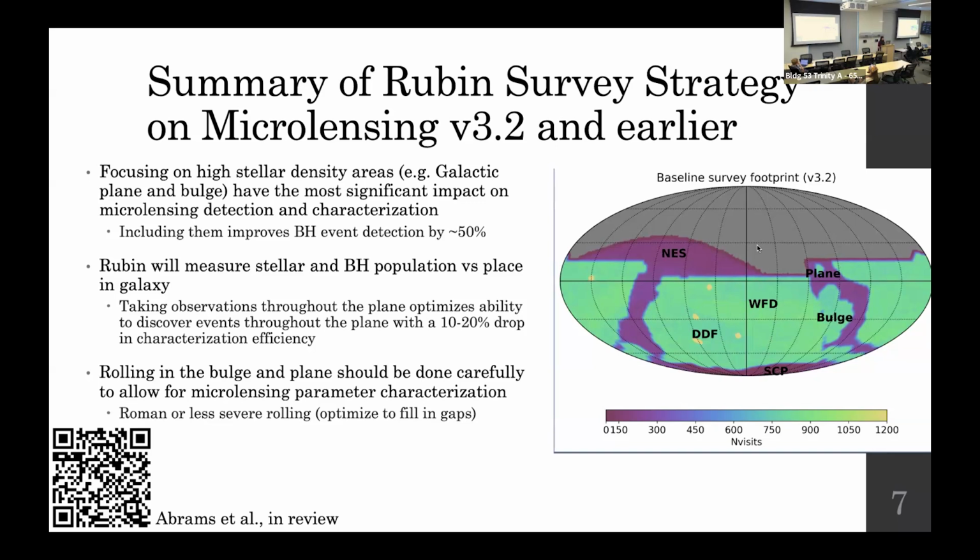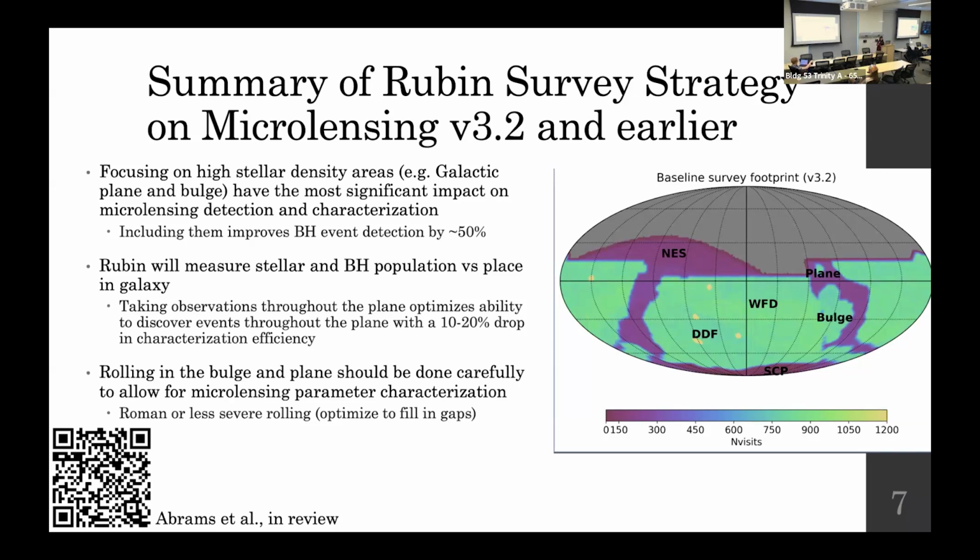Also, Rubin is going to measure the stellar and black hole populations as a function of place in the galaxy. As we started to add events, as we started to add points throughout the plane, that decreased the characterization efficiency by about 10 to 20%. But using Rubin's unique capability to look throughout the plane, we think is a huge scientific advantage.